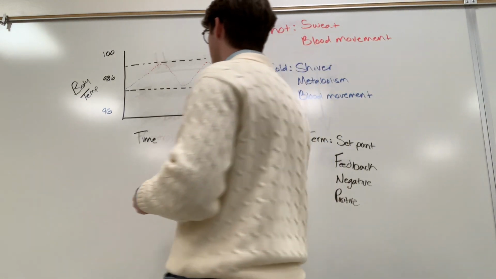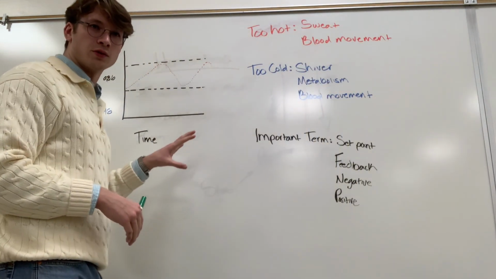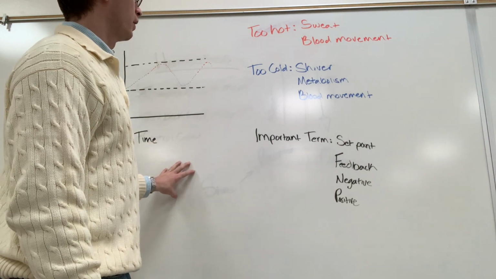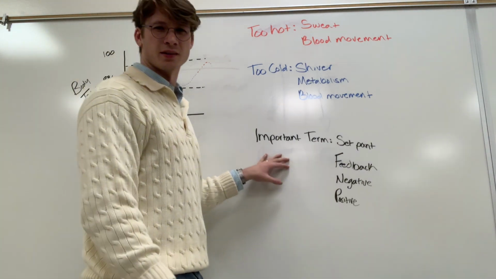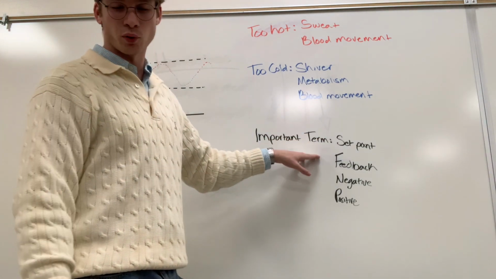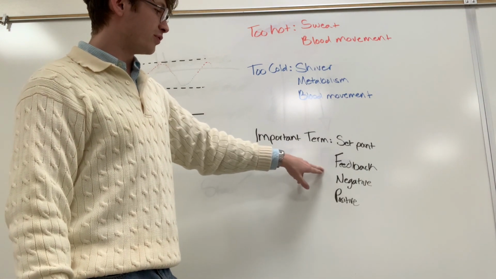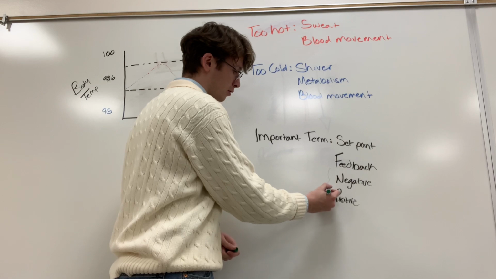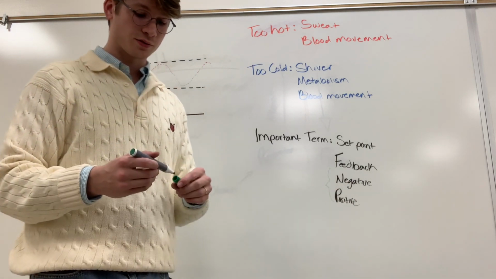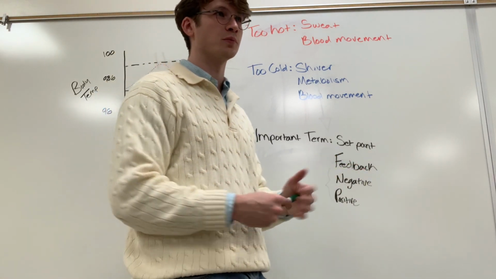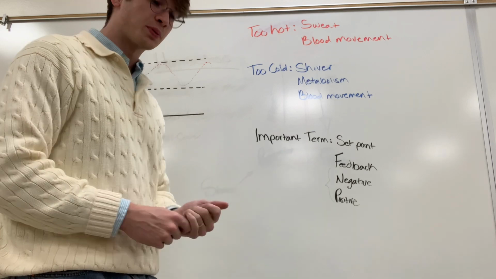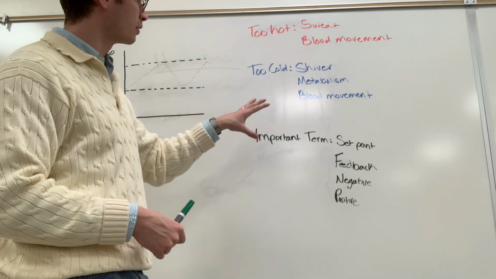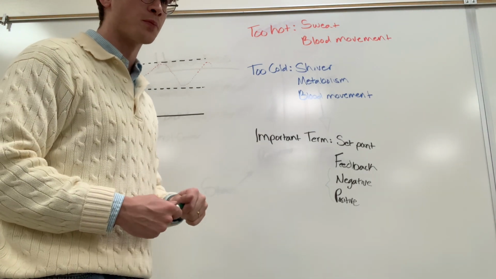So, okay, in this situation, we're talking about body temperature. Some important terms I'm going to be saying: a set point, and then feedback, and that includes the negative and positive aspects of a feedback loop. So feedback loop, kind of like the picture I had drawn up before.